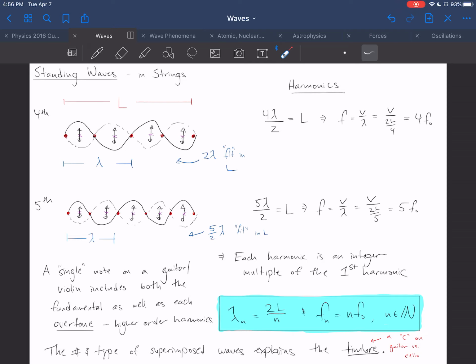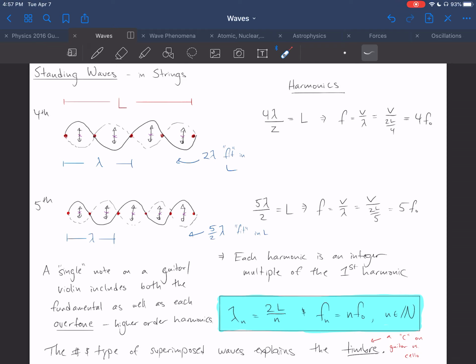A single note on a guitar or violin includes both the fundamental as well as, to greater or lesser degree, other overtones, or the higher order harmonics. So a single note on a guitar includes many of these, all superimposed over one another. And the amount of each is fundamentally related to the timbre. That's the thing that makes a C on a guitar sound different from a C on a violin. The number and type of superimposed waves is this timbre.